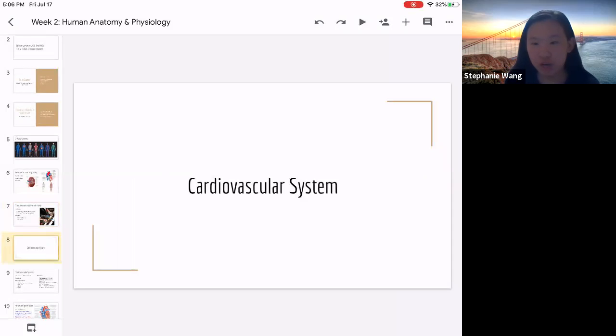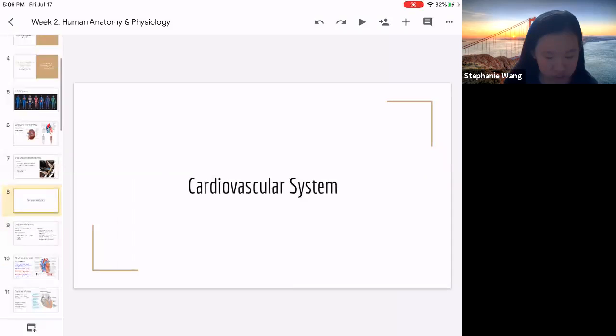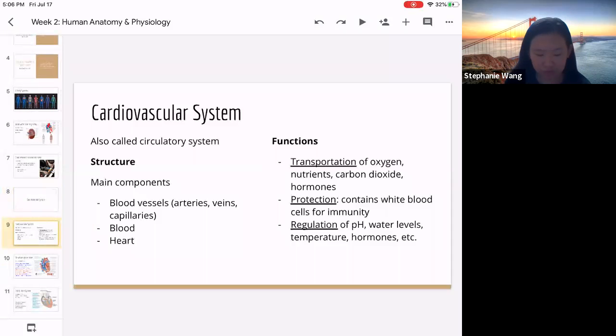If you don't know, the cardiovascular system basically comprises your blood vessels and your heart. Blood vessels being arteries and veins, and the cardiovascular system is synonymous with your circulatory system. So let's get started. As I was saying earlier, I forgot about blood. Oh yeah, blood is also a major component. Blood vessels, blood, and the heart. The functions of the cardiovascular system are transportation of oxygen, nutrients, and carbon dioxide. This is done by blood.